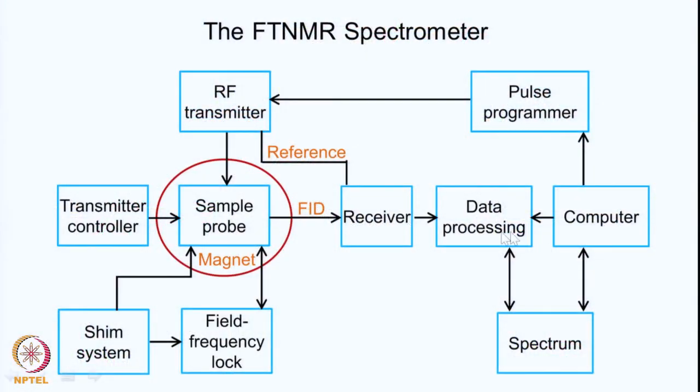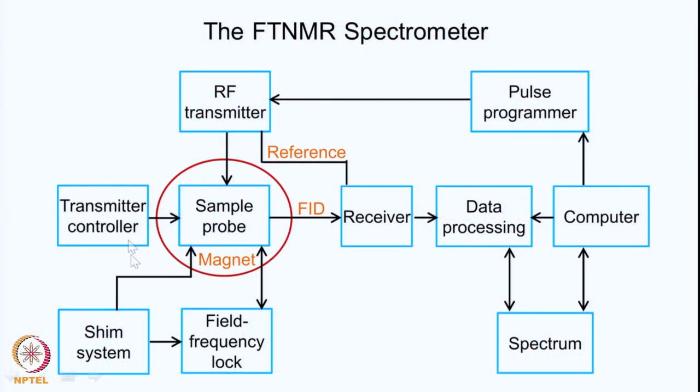Okay, so with all of this, we now look at the FT-NMR spectrometer. What are the integral important elements of this? Of course, the magnet and all of those things remain as they were before, but we have certain essential improvements or essential elements which are present here, because now the whole thing has to be very precisely controlled. So the new element comes into the picture here.